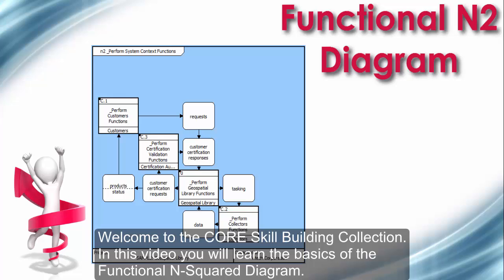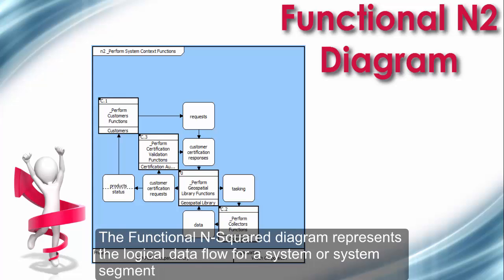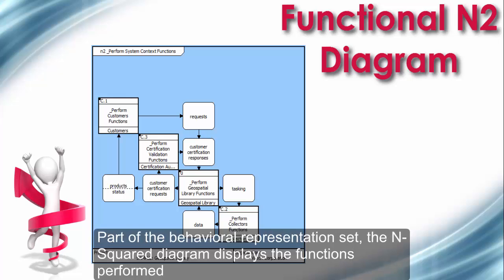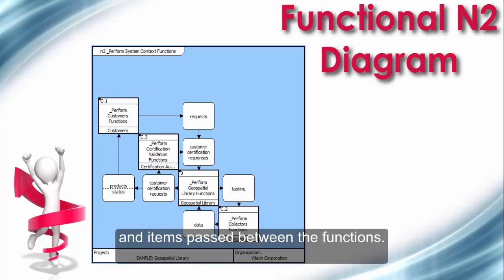In this video, you will learn the basics of the functional n-squared diagram. The functional n-squared diagram represents the logical data flow for a system or a system segment and is available for elements in the function class. Part of the behavioral representation set, the n-squared diagram displays the functions performed and items passed between the functions.